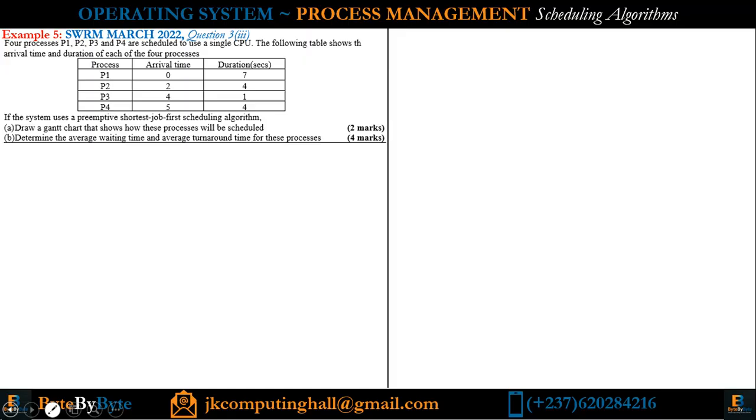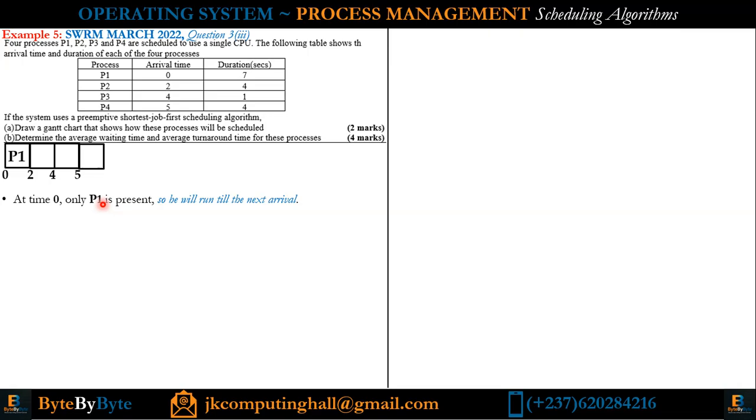We do the same thing. We draw our Gantt chart according to our time. So 0, 2, 4, 5. That is what we have. First thing, at time 0, only P1 is present, so it will run to the next arrival.